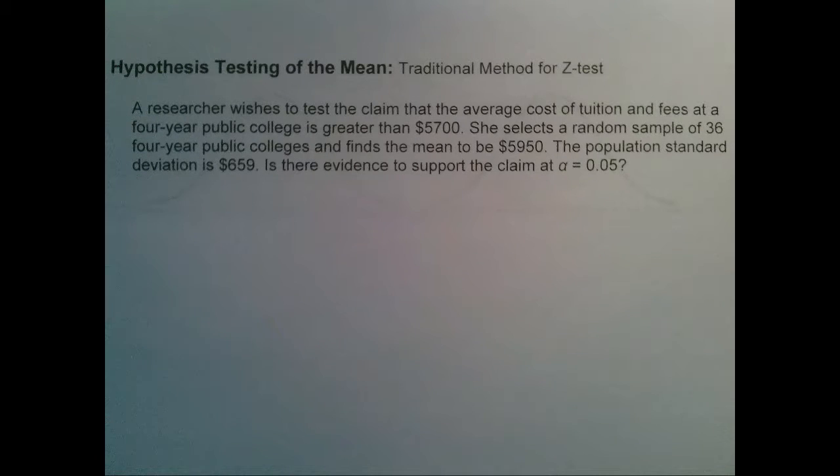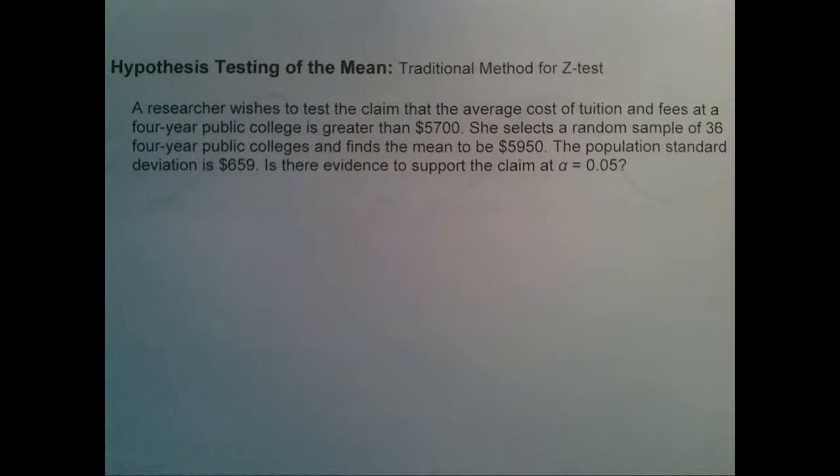perform the test. A researcher wishes to test the claim that the average cost of tuition and fees at a four-year public college is greater than $5,700. She selects a random sample of 36 four-year public colleges and finds the mean to be $5,950. The population standard deviation is $659. Is there enough evidence to support the claim at the alpha level 0.05?